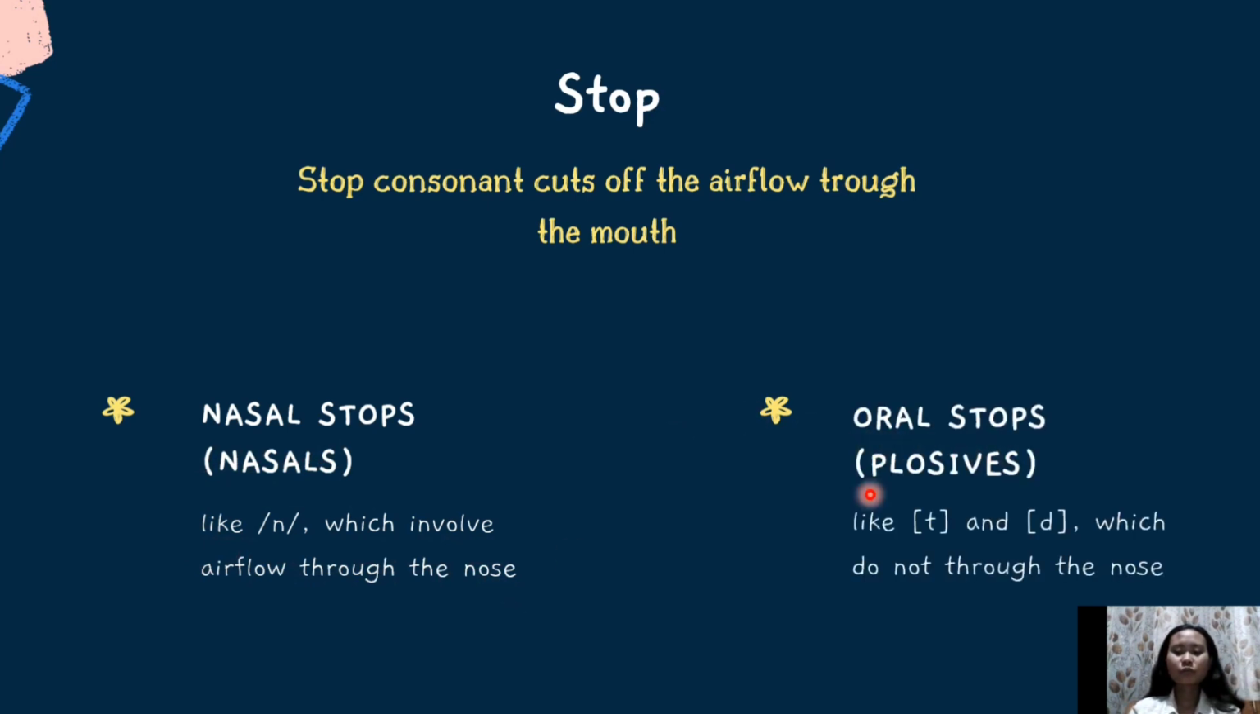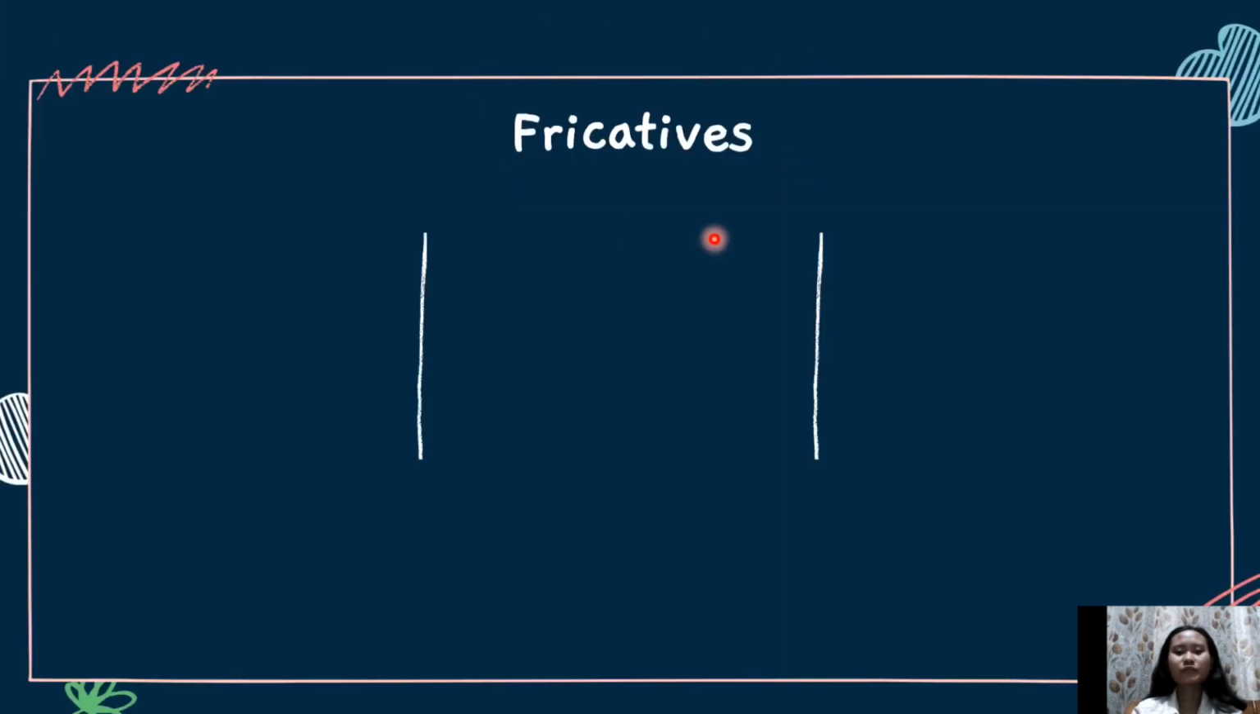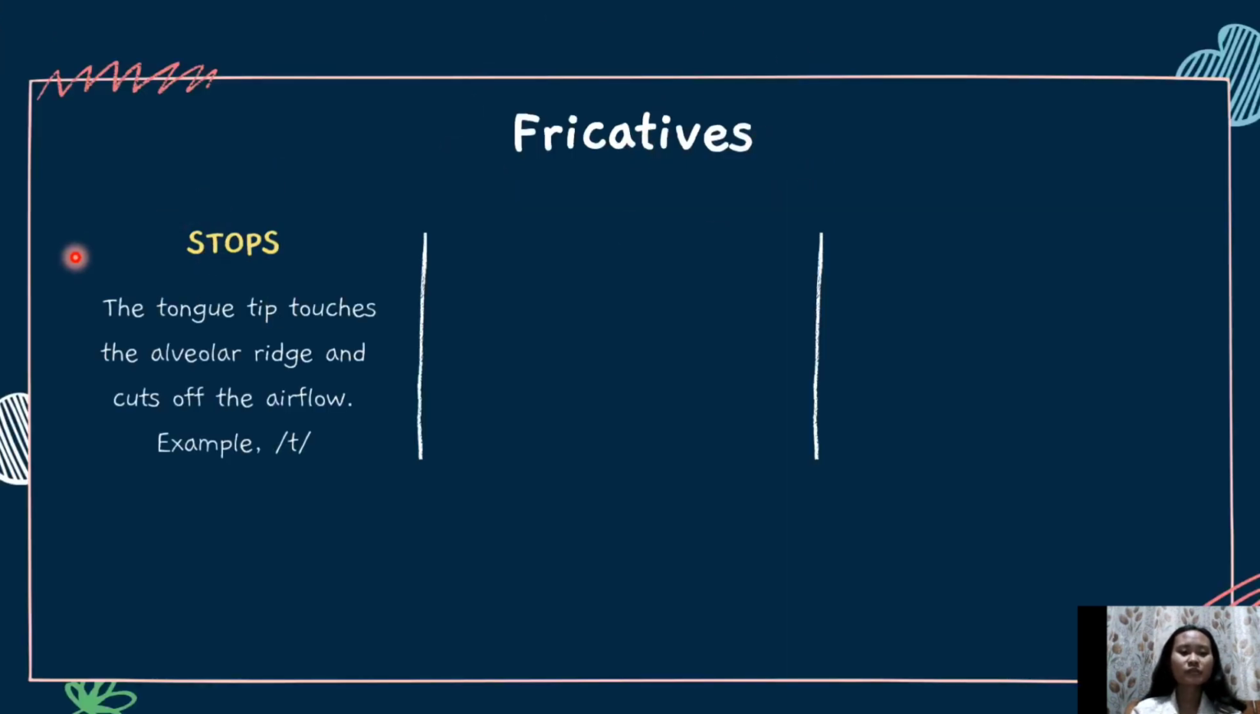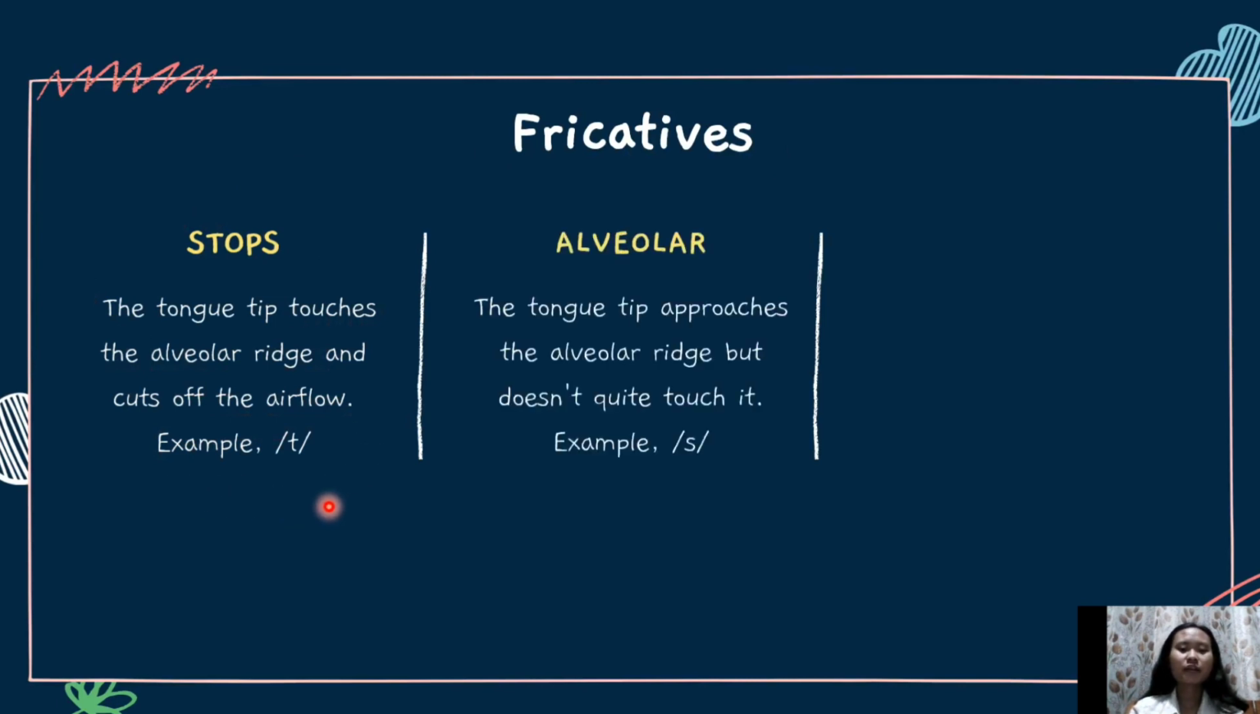Next, oral stops, which we often call plosives, like t and d, which do not go through the nose, but through the mouth. In stops, the tongue tip touches the alveolar ridge and cuts off the airflow. For example, t. Next, fricatives. The tongue tip approaches the alveolar ridge but doesn't quite touch it. For example, s.